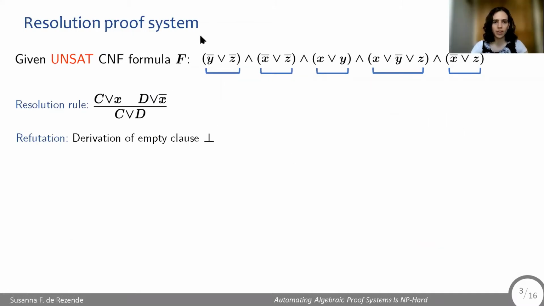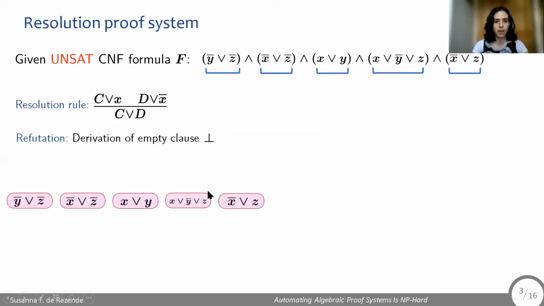So here we have our formula in conjunctive normal form, and we can derive new clauses by this resolution rule. If we have a clause C or X and a clause D or not X, we can resolve over the variable X and derive the clause C or D. Since this rule preserves satisfiability, if we derive the empty clause, which is unsatisfiable, we've proven that the original formula is also unsatisfiable. So let's see an example.